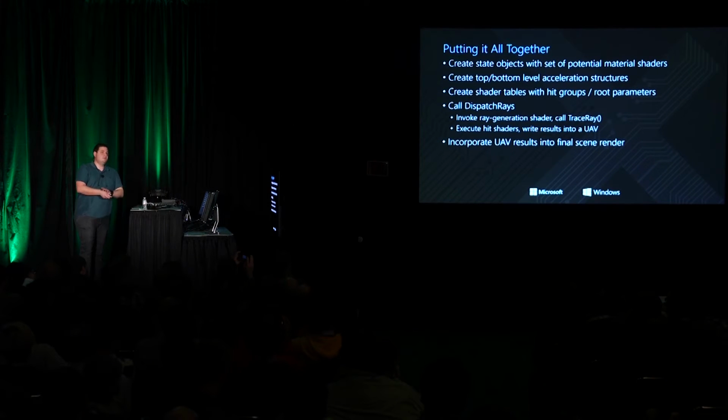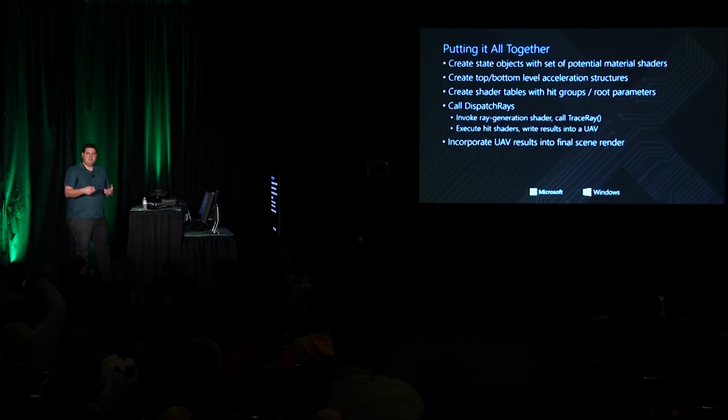So putting it all together, just in summary, this is how you use DXR at a 10,000 kilometer level. You first want to start by creating your state objects with a set of potential material shaders. You then create top and bottom level acceleration structures to represent your scene. Then you'll create your shader table with those individual shader records and shader IDs with the root parameters, where you've acquired the shader IDs from the properties interface on the state object. Finally, once you have all that set up, you call dispatch rays, which invokes the ray generation shader, and in turn calls trace ray. Finally, those values are returned to the ray generation shader itself. You can write the results out to a UAV, and finally, you can incorporate those UAV results into your final scene render.